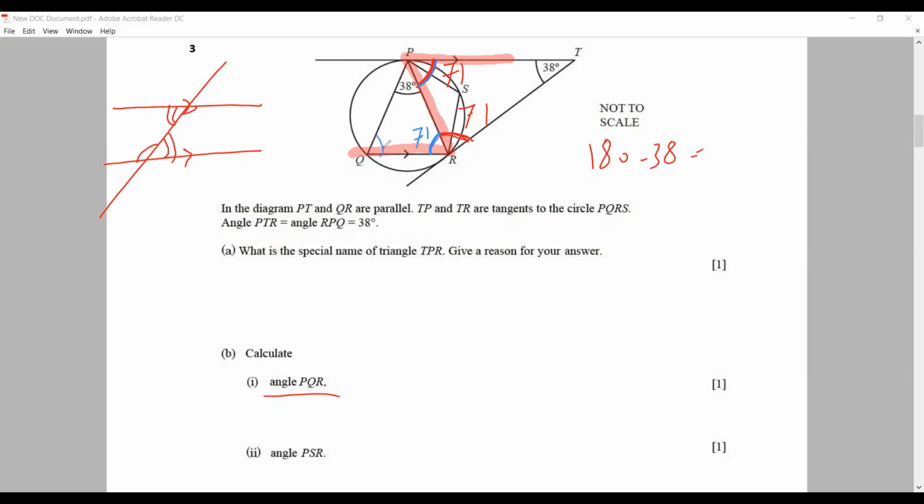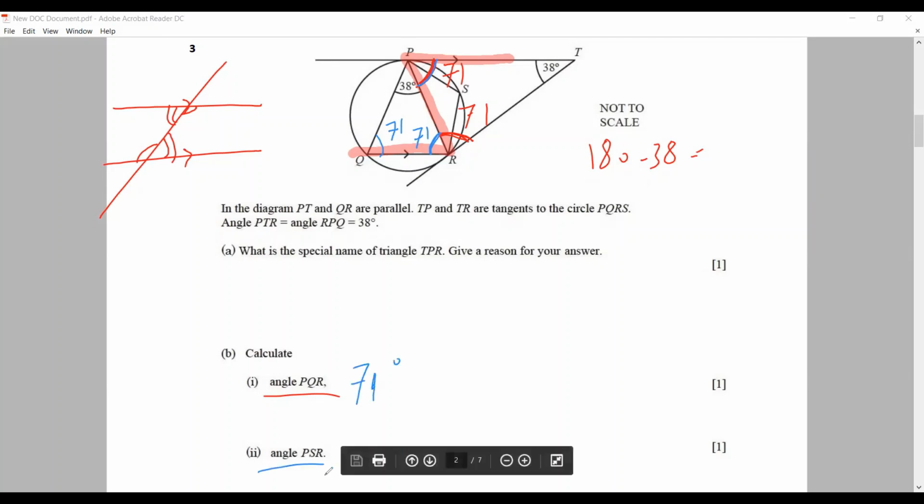And the sum of internal angles of any triangle should add up to 180. And this should be 71 as well. So PQR is also an isosceles triangle. So the answer here is 71 degrees.